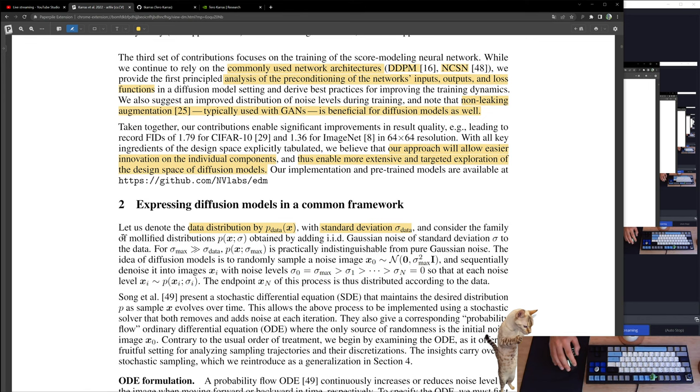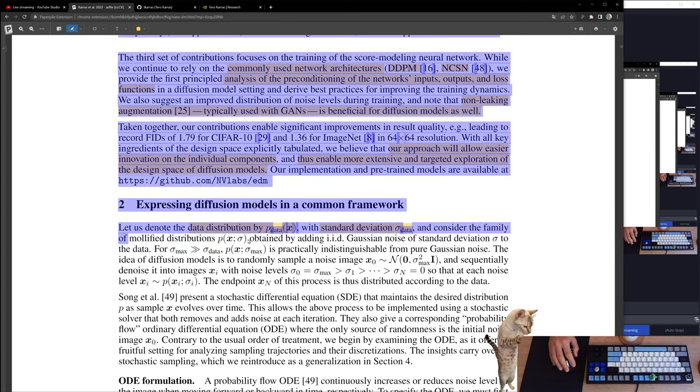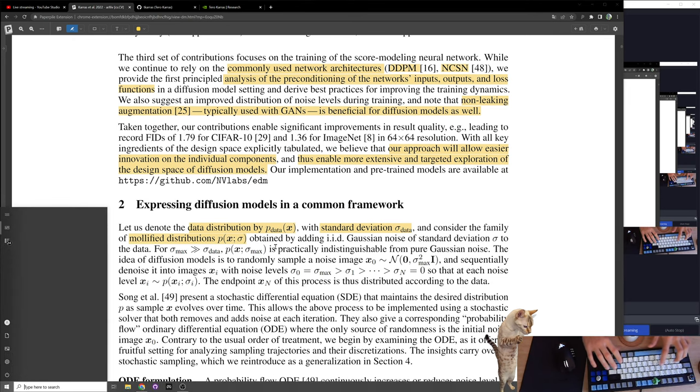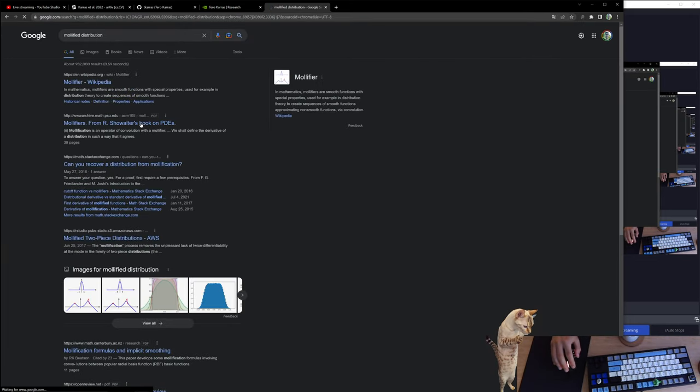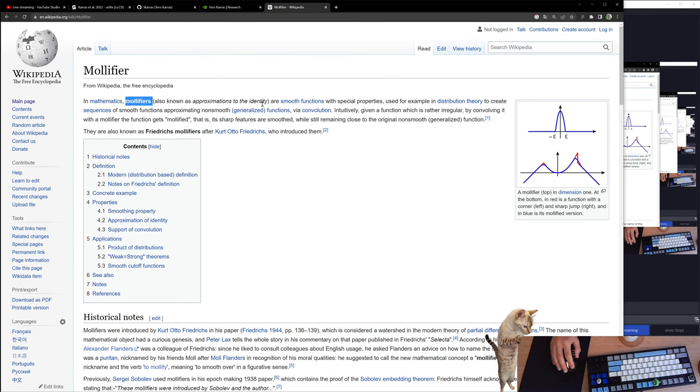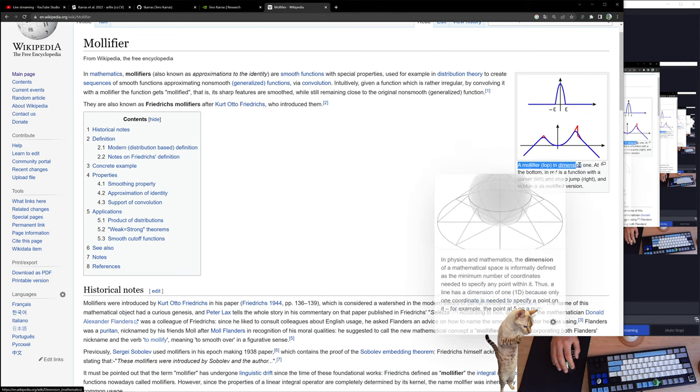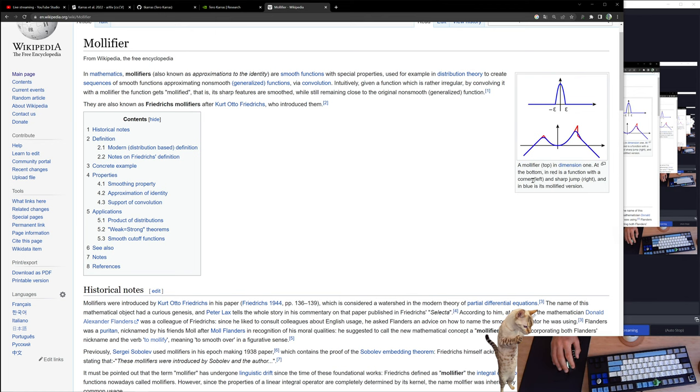And consider the family of mollified distributions. Okay, what is a mollified distribution? Mollifiers are smooth functions with special properties, used in distribution theory to create sequences of smooth functions approximating non-smooth functions via convolution. A mollifier on top in dimension 1. At the bottom, in red, is a function with a corner and sharp jump, and in blue is a mollified version. Okay, so the keyword here I'm seeing is smooth.